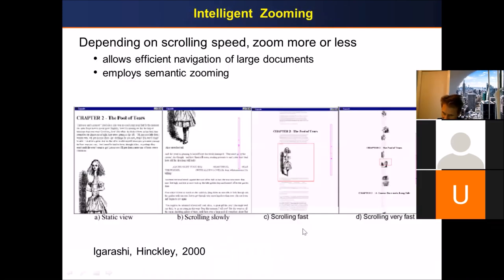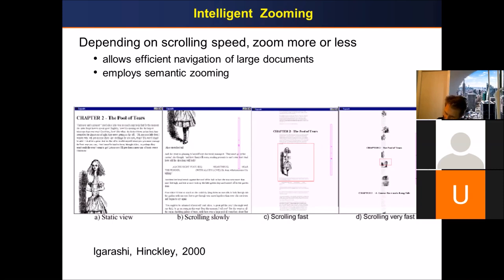So another thing is when you scroll something, sometimes you want to skip over something really fast, right? So this is the static view of a file. If you scroll slowly, you're going to look at all the content, right? But if you scroll fast, you'll only see the middle of the screen in high resolution, and everything else moves very fast through, right? It only shows you a few things at the same time, and everything else is very, very small. Okay, so that's basically efficient navigation of large documents, right?